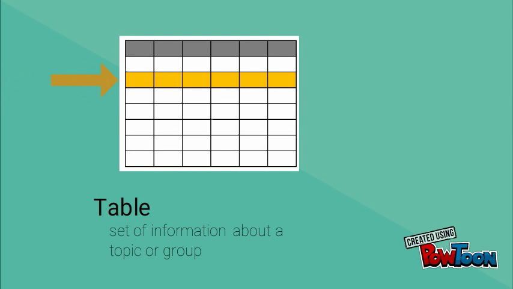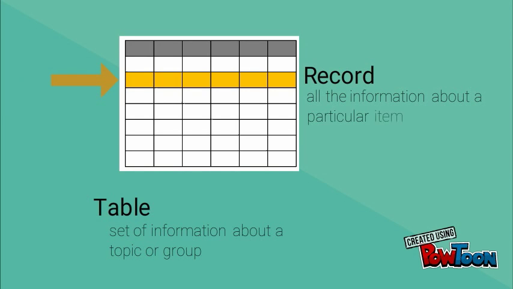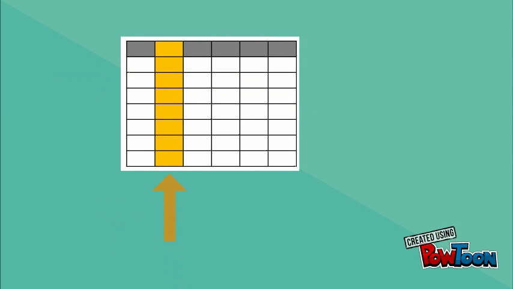You start a database with a table. Each row in the table has information about a particular thing. A row is called a record. Each record contains unique information. Each column in the table is the category of information that you want, a type of data. Each column is a field.